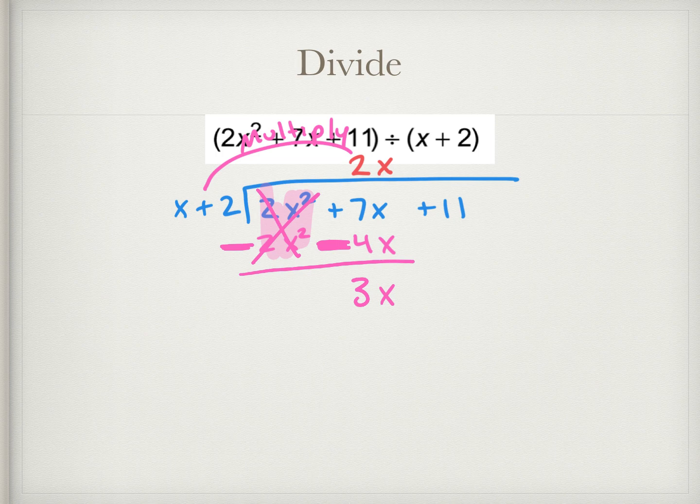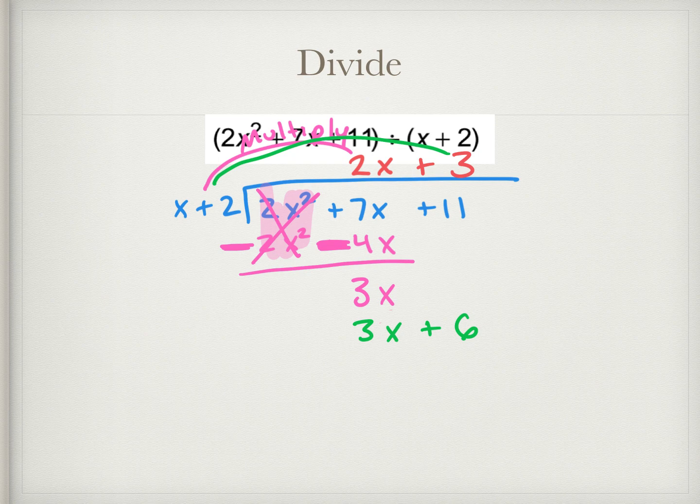Perfect. Now we do the same steps again. Divide by x. So what's 3x divided by x? 3. So that goes on top. What's next? Multiply. So 3 times everything out front. So what's 3 times x? 3x. And 3 times 2? 6.